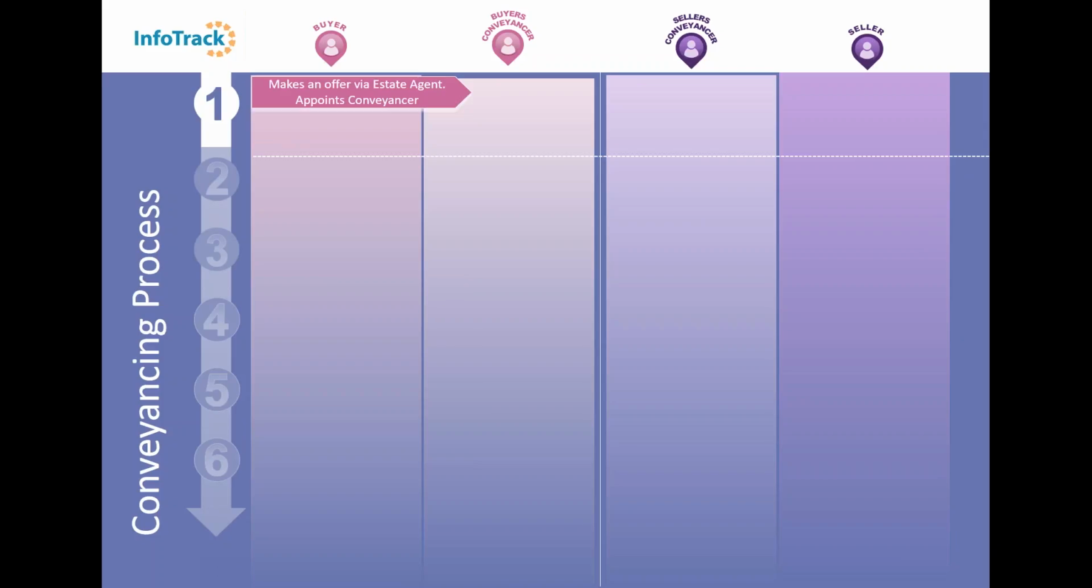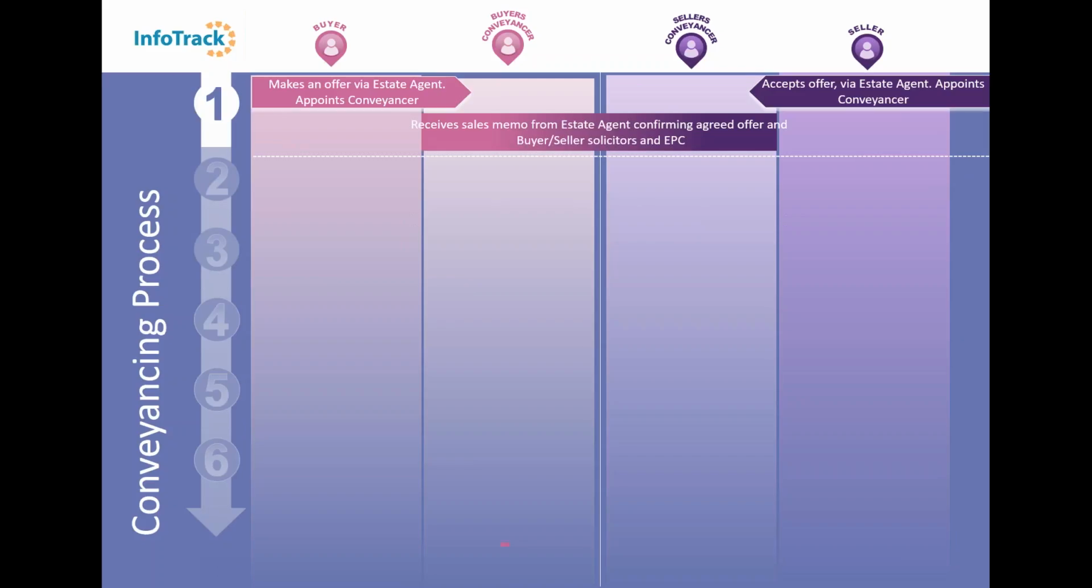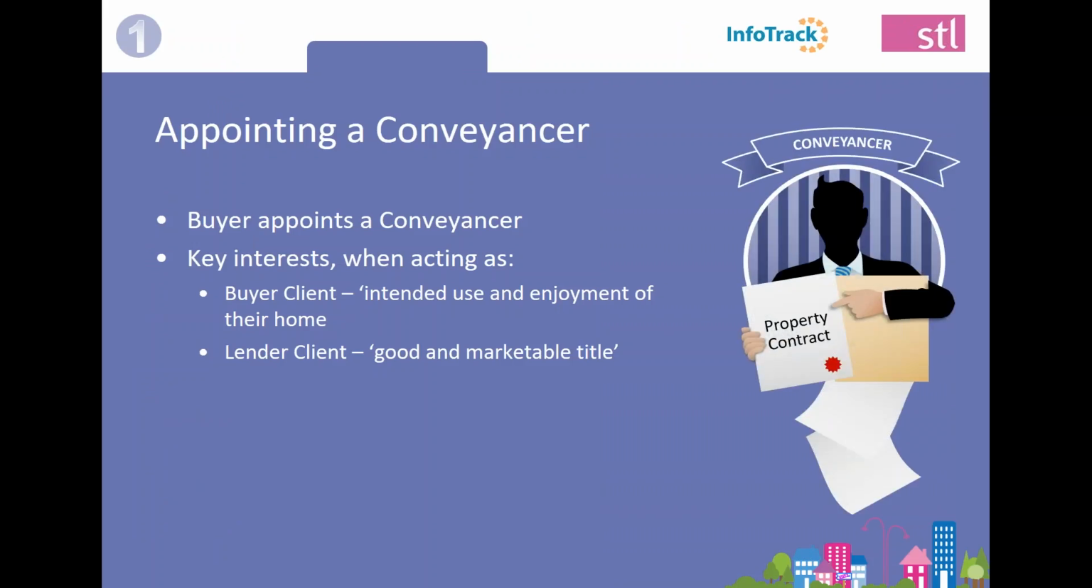So stage 1 is where your buyer makes an offer via an estate agent and the offer is accepted. The estate agent will then confirm that offer with the buyer and the seller, and the solicitors will get involved, and there also needs to be an EPC at this point. So appointing a conveyancer: it's down to the buyer to appoint their conveyancer and the seller to appoint one on their side. There can't be any conflict of interest. The same conveyancer can't act for both parties.